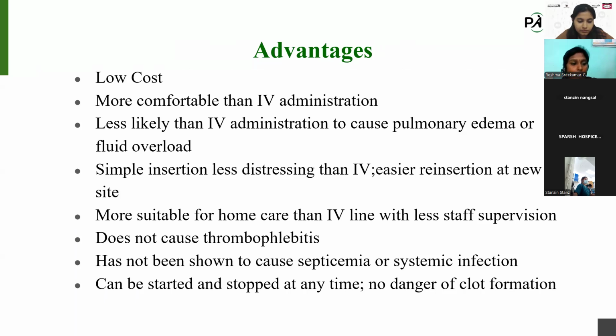There are some disadvantages also. There is a chance of possible irritation and inflammation at the infusion site if we are not following an aseptic technique while inserting the subcutaneous infusion. And there is a chance of possible leakage at the subcutaneous site. Usually the leakage occurs when we are giving more than 20 drops per minute.